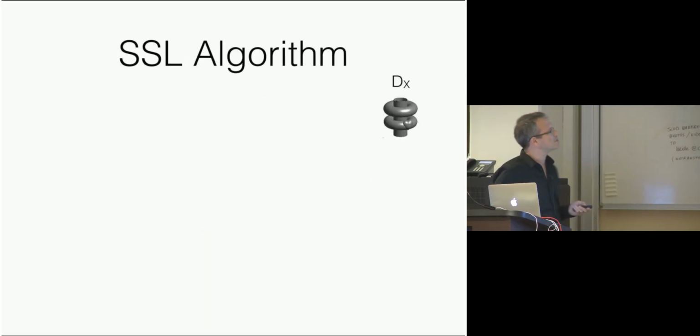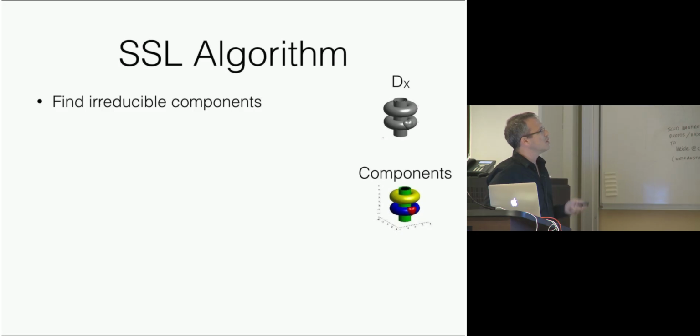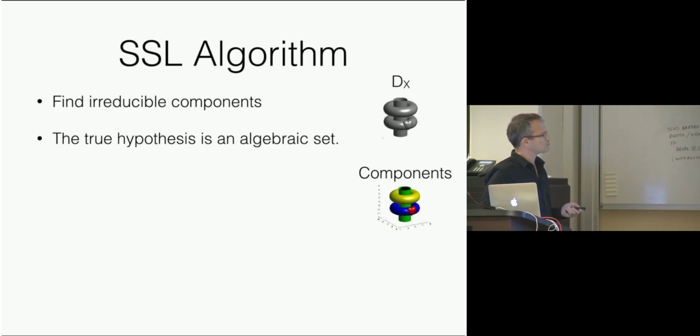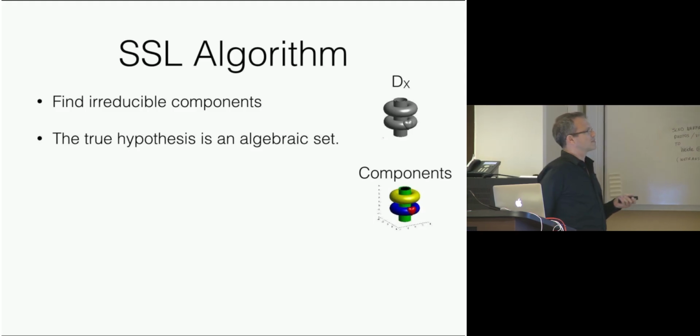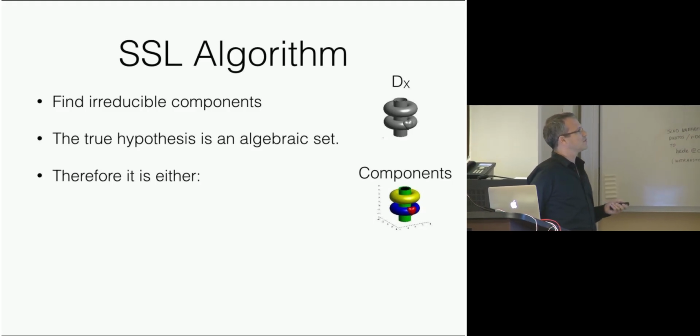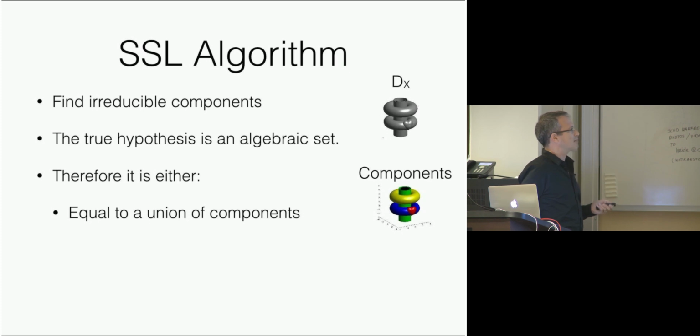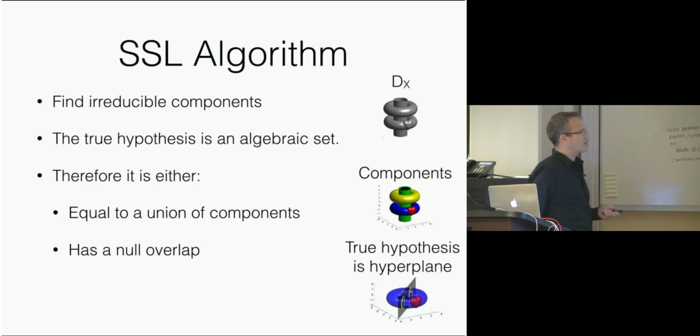So here's the algorithm. It's pretty simple. You have the unlabeled data distribution. You break it down into irreducible components. Now, the true hypothesis is an algebraic set by our definition. So therefore, this algebraic set has to be one of two things. Either it's equal to a union of these components, or it has a null overlap. So for example, if your true hypothesis is this hyperplane, then its overlap with either of the components has measure 0. And in that case, nothing matters, right? So basically, the idea is that either you know what the components are, and you have to fit one of those, or it doesn't matter.